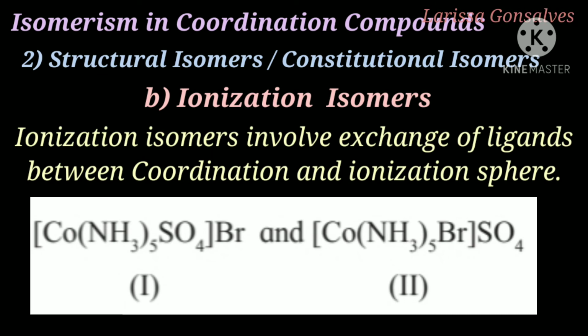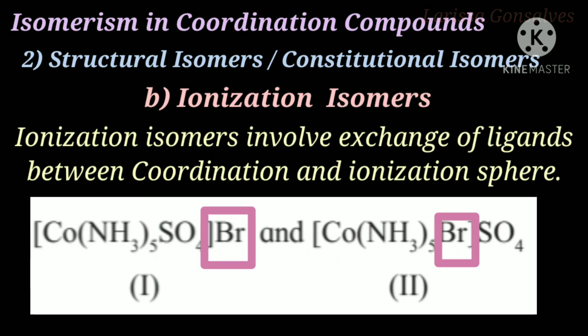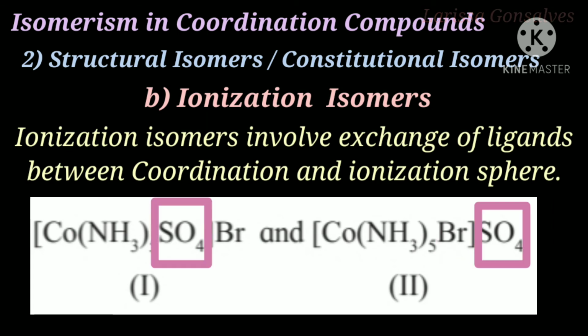The second example is [Co(NH3)5Br], and outside the coordination bracket we have the SO4 group. So if you compare the two examples, the Br ion which was outside, acting as a counter ion, in the second example is inside the coordination sphere. Similarly, SO4, which is inside the coordination sphere in the first example, is outside the coordination sphere in the second example.